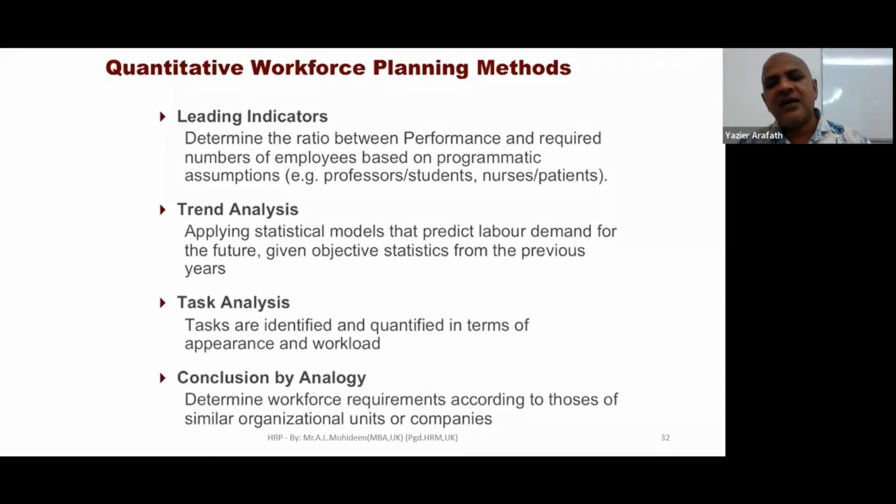So there are 4 strategies. One is based on the indicators, we can plan. Based on the trend, we can plan. Based on the task analysis, we can plan. Based on the conclusion by analyzing analogy, we can plan people. We can plan our workforce. What are the ways? Indicators.